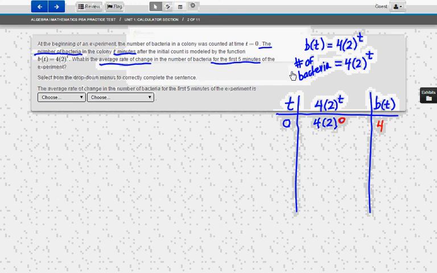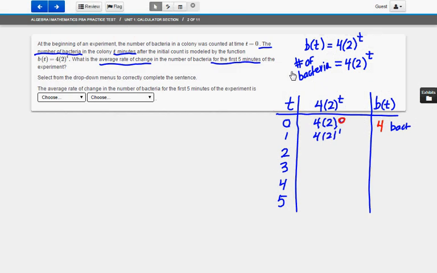So in other words, at time 0, there are 4 bacteria. And just to see what happens here, at 1, 2, 3, 4, all the way to 5 minutes into this, if we take 4 times 2 to the first, we get 8. 4 times 2 to the second is 16. 4 times 2 to the third is 32. 4 times 2 to the fourth is 64. And 4 times 2 to the 5th power is 128 bacteria.